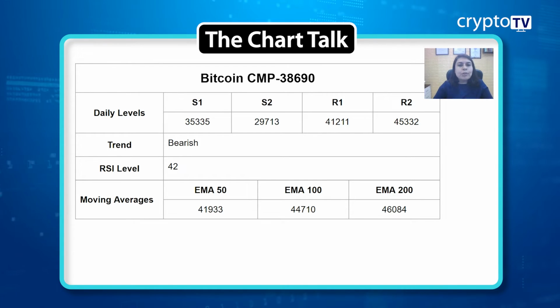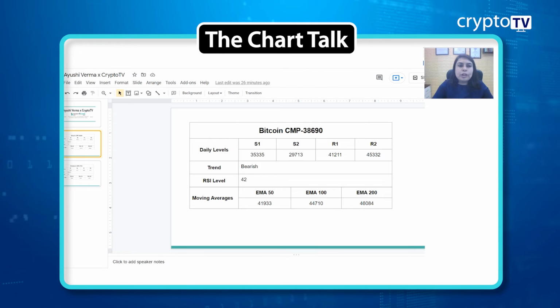If you look at the support and resistance levels, support 1 is at 35,335, support 2 is at 29,713, resistance 1 is at 41,211, and resistance 2 is at 45,332. The current market price is trading below all three moving averages, which also shows that the downtrend is there, and there is weakness amongst the buyers. Let's quickly move on to the chart of Bitcoin.